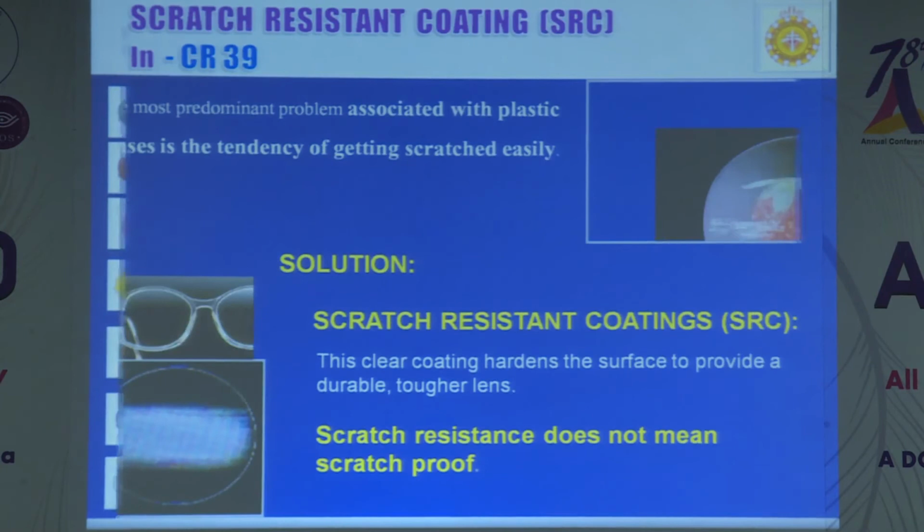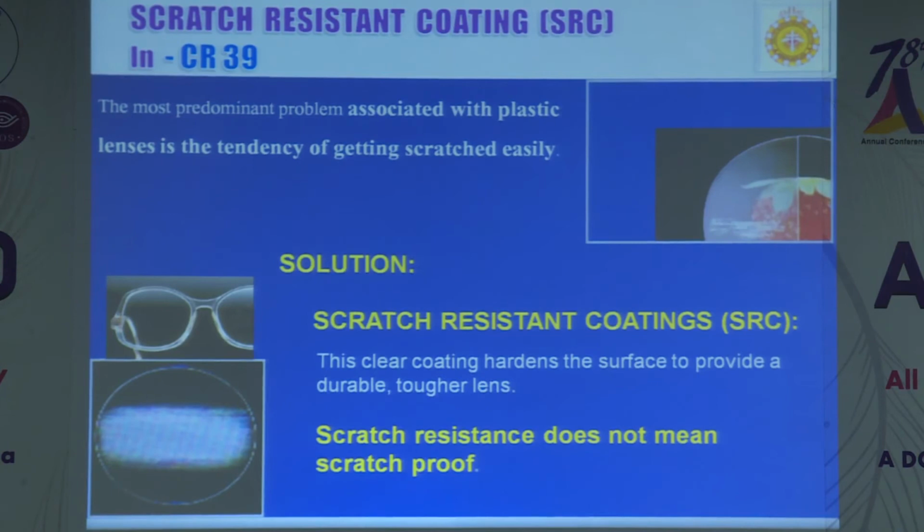So with CR39, scratching is the problem. When you put the spectacle along with the mobile or your keychain in the pocket, it can get scratched. So you can have a scratch resistant coating. It is not 100% protection, it is not scratch proof, but it will give some protection.